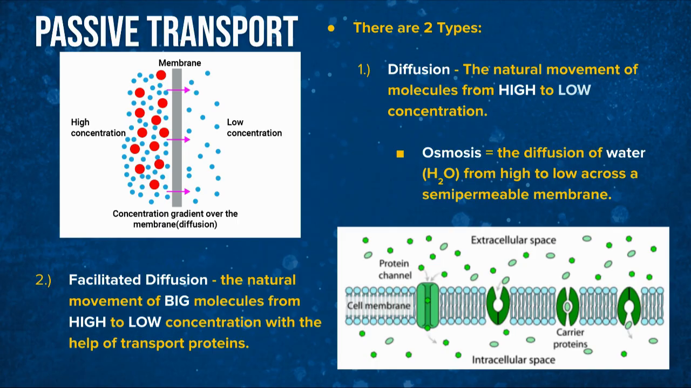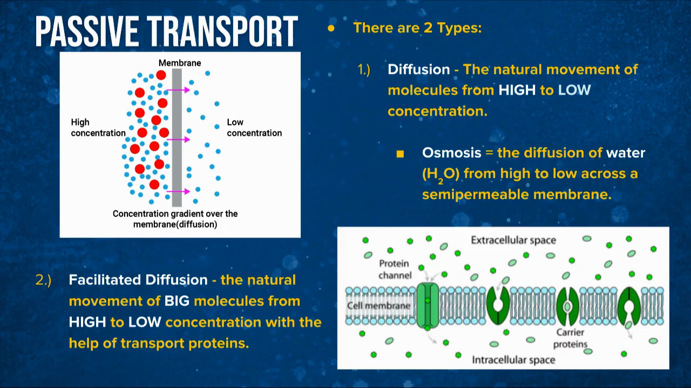Facilitated diffusion is another type of diffusion, or another type of passive transport. And I need you to think of the word facilitated. When something facilitates, it helps. So this is diffusion that needs help.